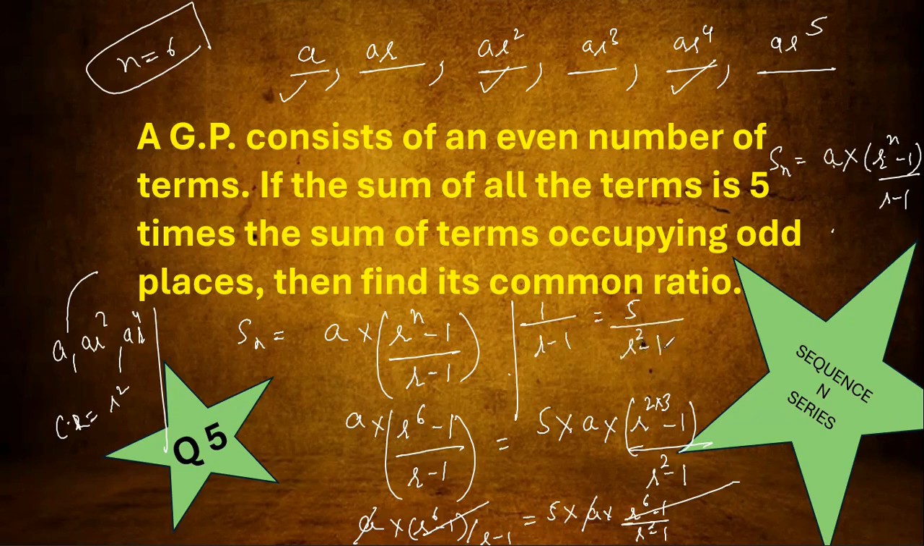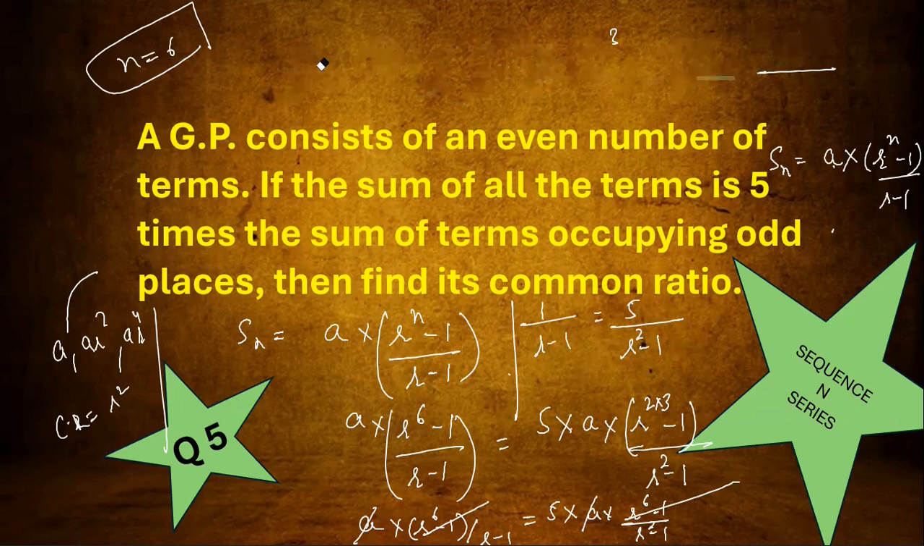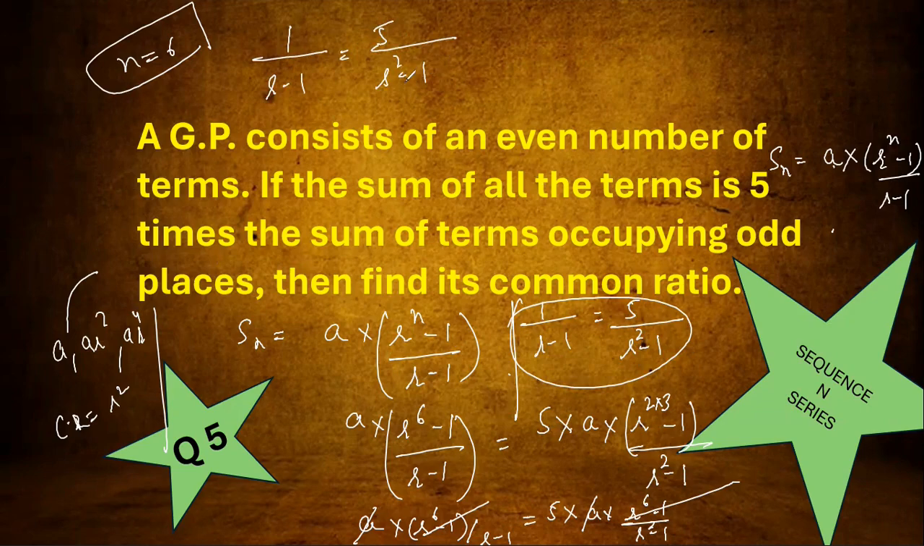We can write r square minus 1 as r plus 1 times r minus 1, correct? We can apply the identity here, okay? So 1 over r minus 1 is equal to 5 over r square minus 1. r square minus 1 we can write as a square minus b square, as a plus b and a minus b. So this and this cancel out. So I got 1 equals 5 over r plus 1, so r plus 1 equals 5. So r is equal to 4.